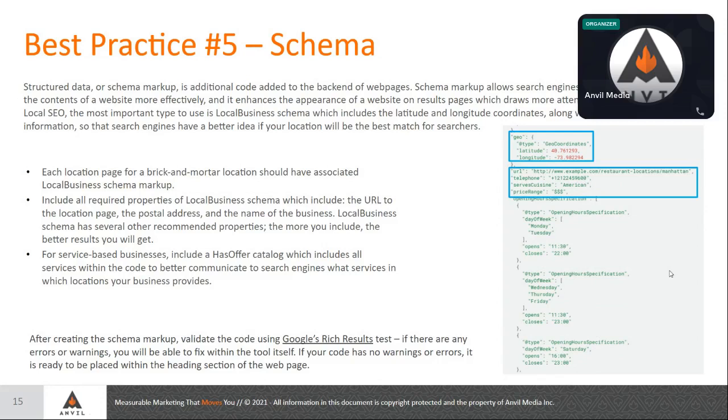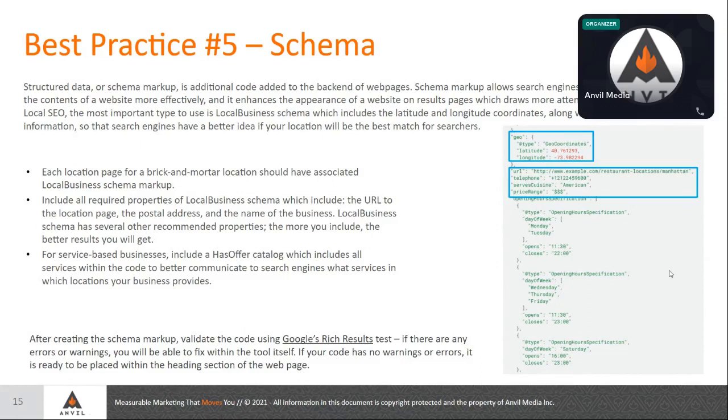In terms of local SEO, the most important schema markup is going to be the local business schema markup. This markup includes latitude, longitude coordinates, along with a bunch of other information, like the page's URL, the address, phone number, name, and hours of the location. Each location, in the terms of a brick and mortar business, should have its own local business markup unique to each location.